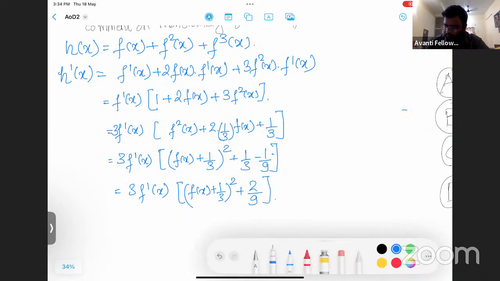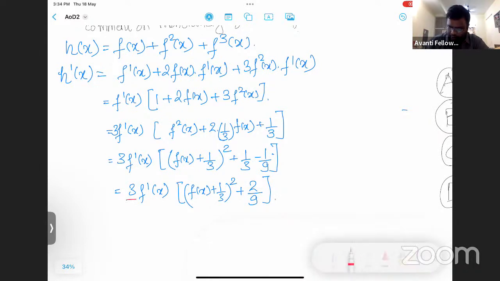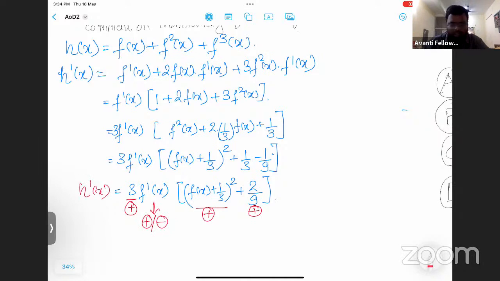Okay. Now please pay attention to the details here. This value is positive. This value is positive, obviously. Squaring is being done. This value is again positive. So the only thing that can change sign here, positive or negative, is f dash x. And this is what we have for h dash x. So can you realize that here the sign of h dash is totally dependent on the sign of f dash, right?